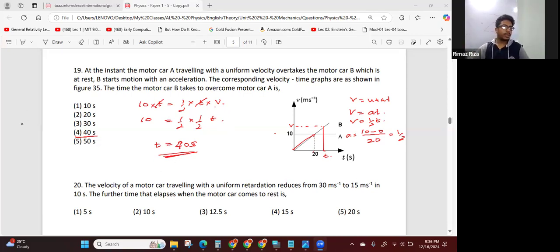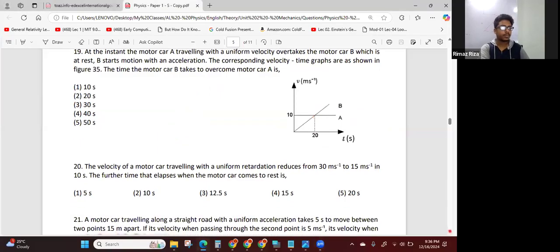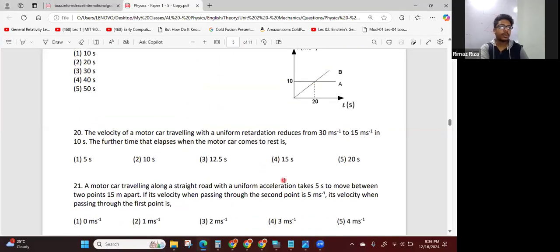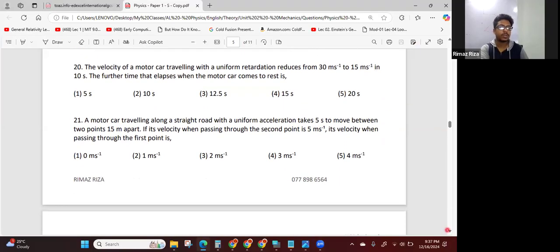And question number 20. The velocity of a motor car traveling with uniform retardation reduces from 30 meters per second to 15 meters per second in 10 seconds. The further time that elapses when the motor car comes to rest is. Okay, do this question quickly.